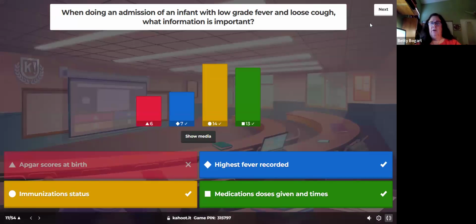Well, number one, I want to know what their immunization status is. If they're fully vaccinated, I don't have to worry about things like pertussis, right? So immunization status. I want to know what fevers they've been having and when did you give your last doses of what? Apgar scores don't tell me anything. That's not important unless they had a prolonged admission in the NICU at birth.